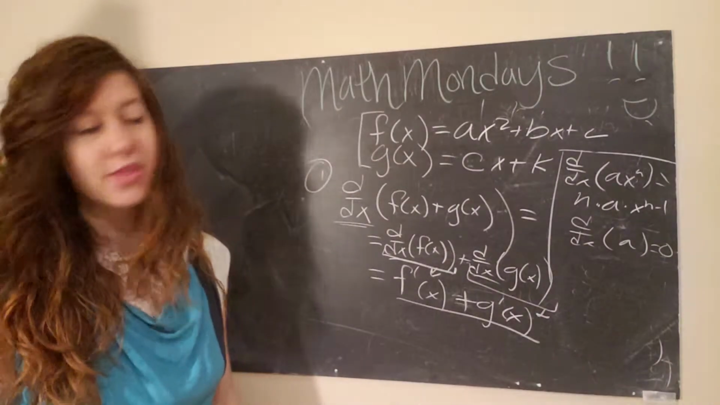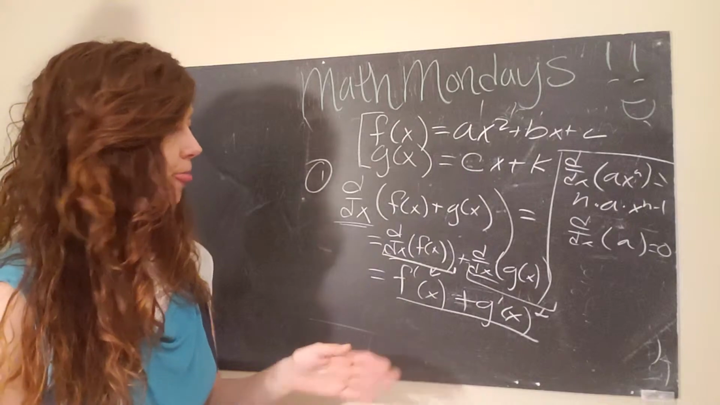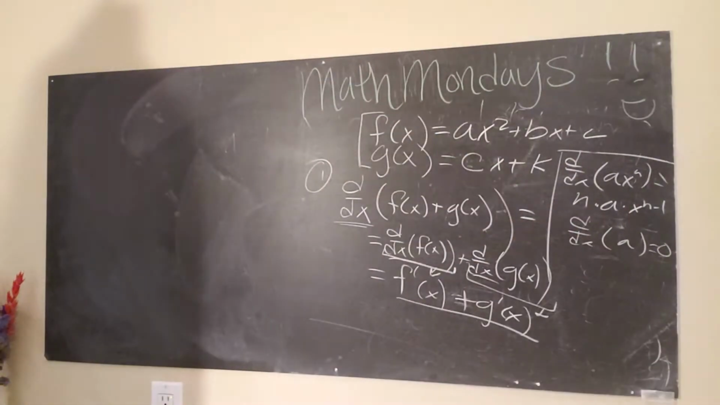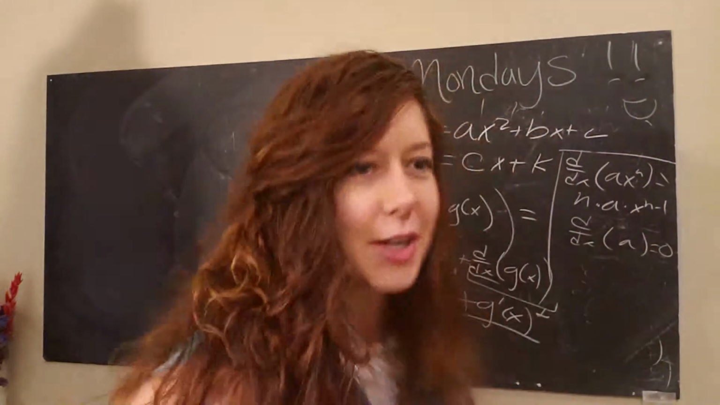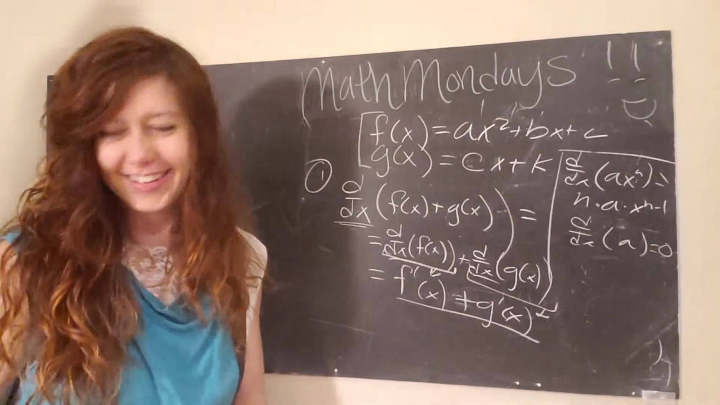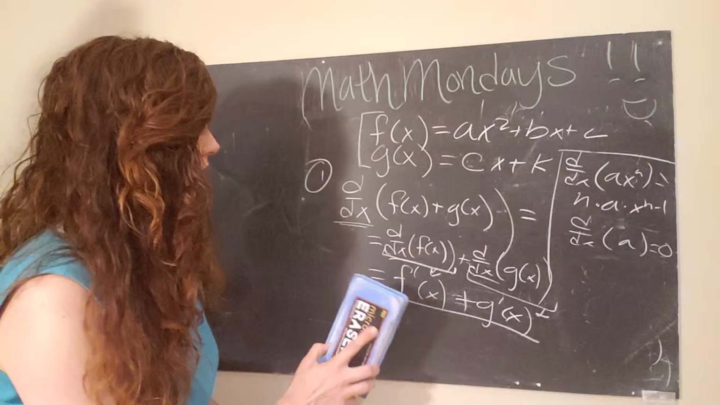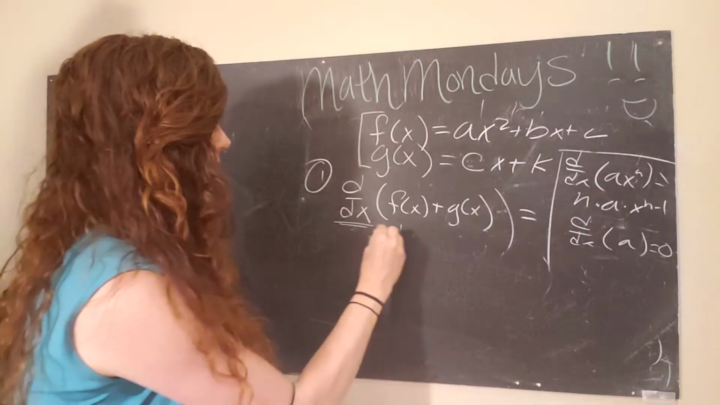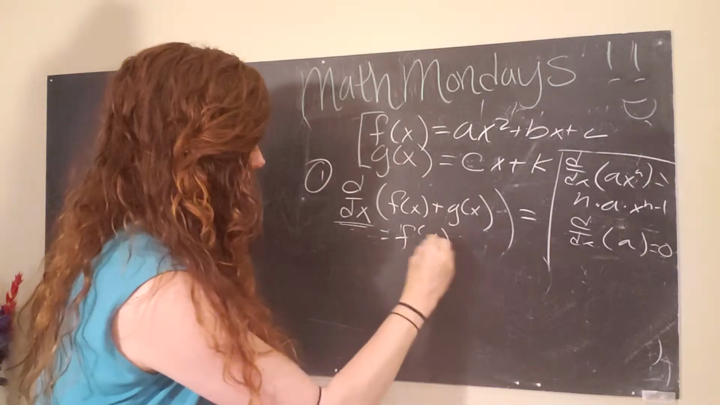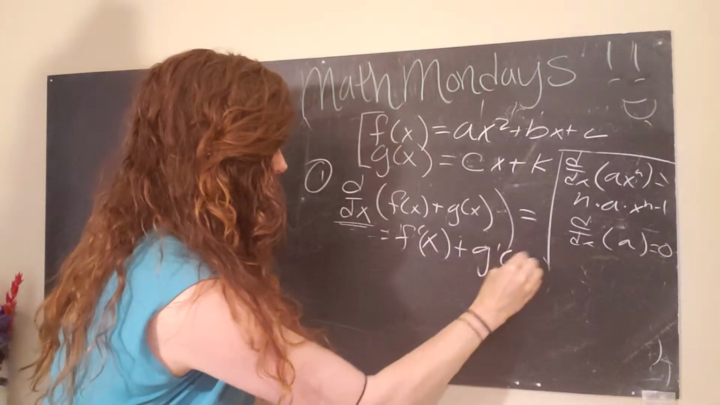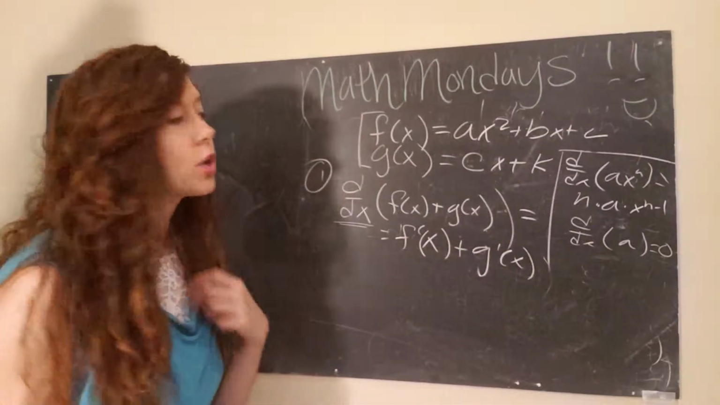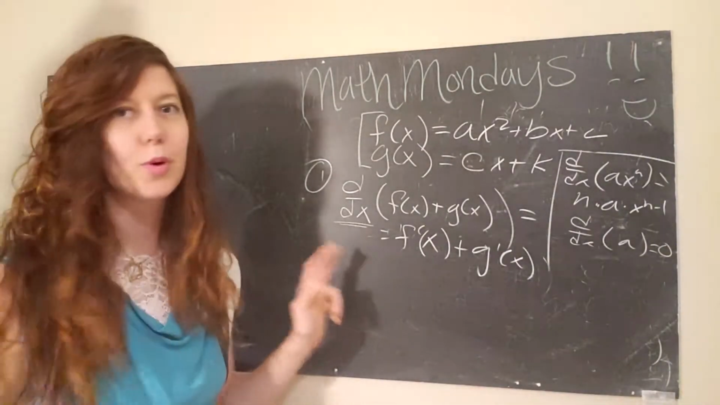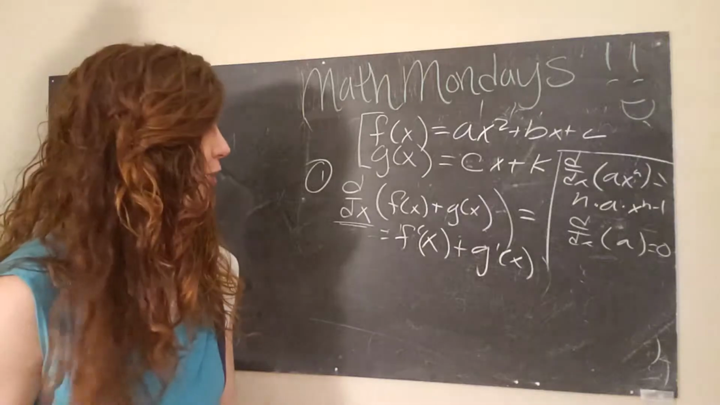Okay, so that is the sum rule. I'm going to grab my eraser one second. Okay, I'm back. So I'm going to erase this part and just write f prime of x plus g prime of x. Okay, so that is the sum rule. Again, I didn't write the name of that on my notes.